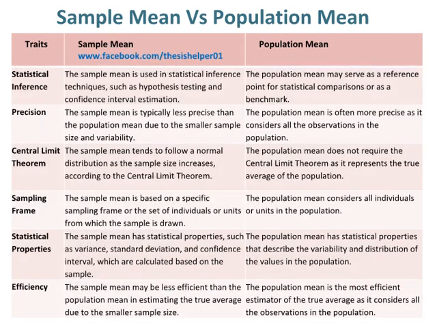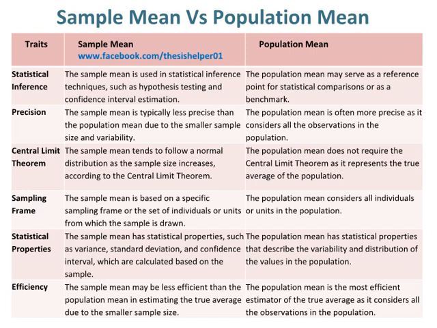The sample mean is used in statistical inference techniques, such as hypothesis testing and confidence interval estimation. Whereas, the population mean may serve as a reference point for statistical comparisons or as a benchmark. The sample mean is typically less precise than the population mean due to the smaller sample size and variability. Whereas, the population mean is often more precise as it considers all the observations in the population.